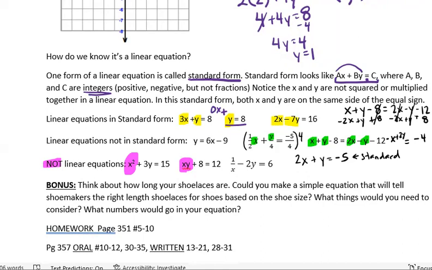Now this one is a little tricky. 1 over x minus 2y equals 6. Well, the x and the y aren't multiplied together, so why isn't this one a linear equation? If you were to get rid of the fraction, you would be multiplying everything by x. When you do that, you would have 1 minus 2y times x equals 6x. So in essence, it is multiplied together right there. You would have the x and the y multiplied to get rid of that fraction. So anytime you see an x or a y in the denominator, it is also not a linear equation.